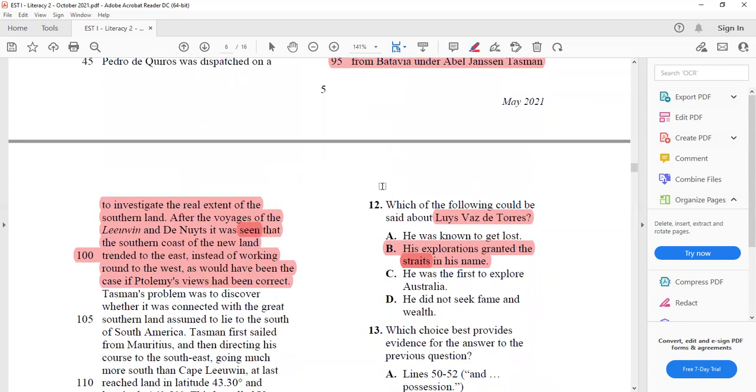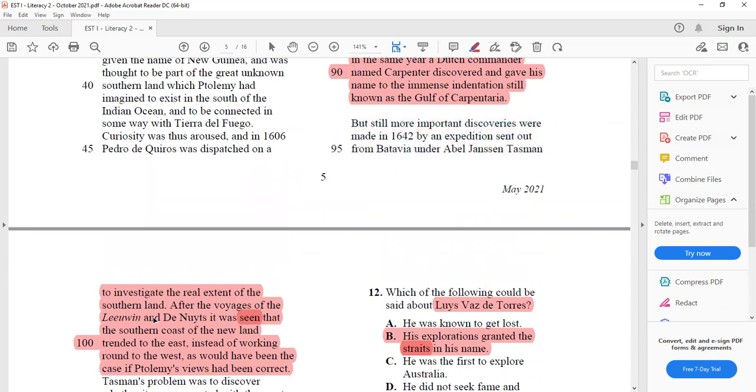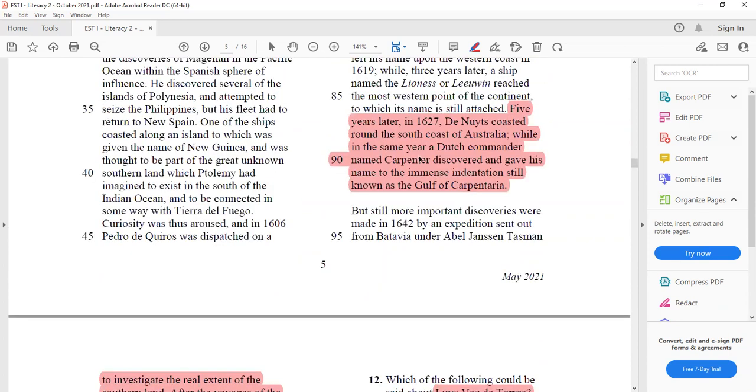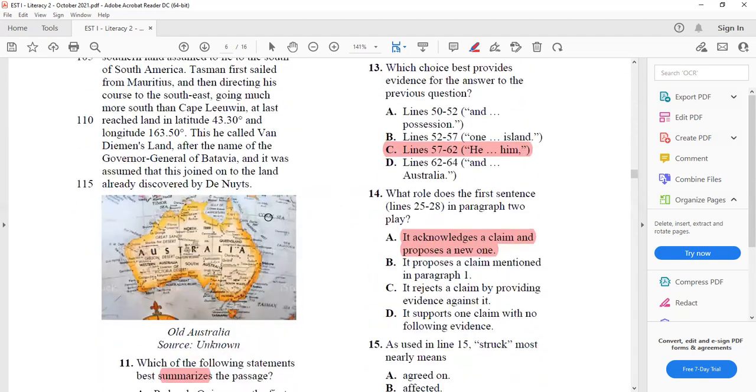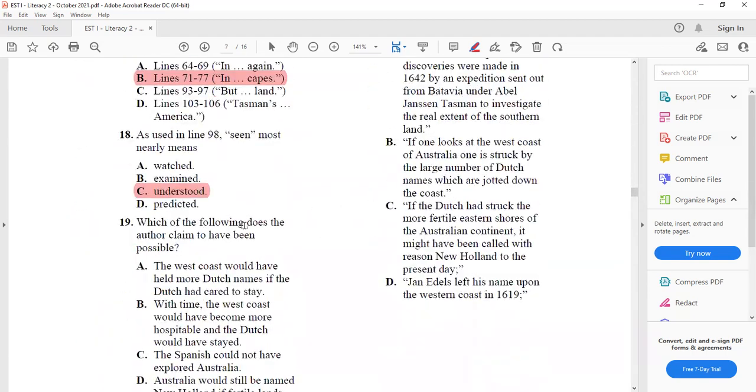that, take care, I take more lines here. Why did I take this one? Actually, the lines start from after. The line starts from after. Okay. So after the voyage of the Lowen and the Knots, it was seen, means it was understood that the southern coast of the new land trended to the east instead of working round to the west. Okay, Mr. So the answer is understood, as you said.